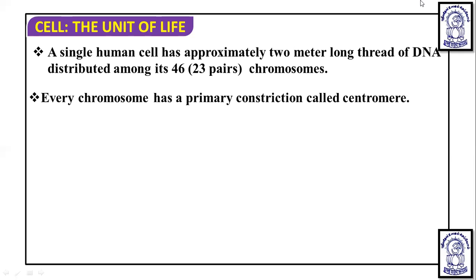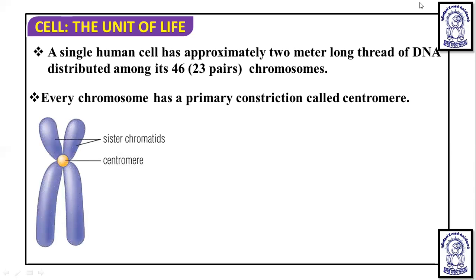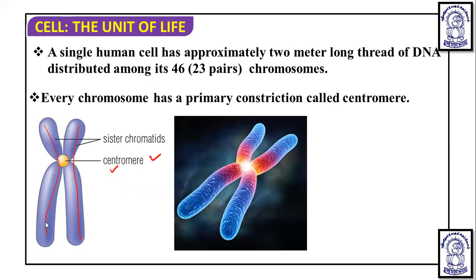Every chromosome has a primary constriction called a centromere. This is the centromere, and these are the two chromatids. See, this is one chromatid, and this is another chromatid. These two chromatids are joined by the centromere, and they are considered sister chromatids. So the primary constriction is nothing but the centromere, and the chromosome looks like this.